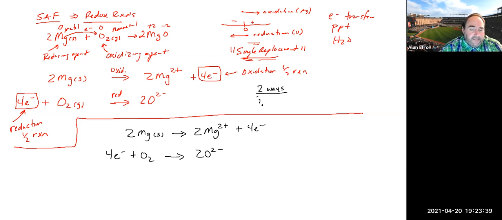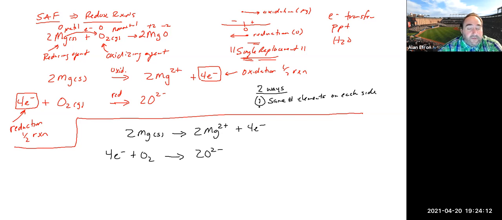One way is like a normal sort of equation. We have the same number of elements on each side of the arrow. So for example, if we look at our first half reaction, we have 2 magnesiums on the left, 2 magnesiums on the right. We have 2 oxygens on the left in the bottom one. We have 2 oxygens on the right in the bottom one. So like a normal balancing of an equation, you want to always make sure that you have the same number of elements on each side.